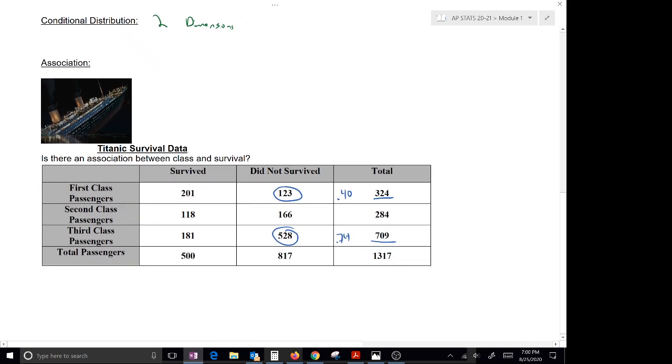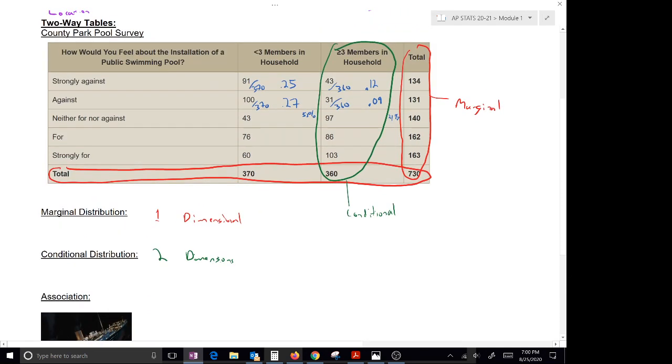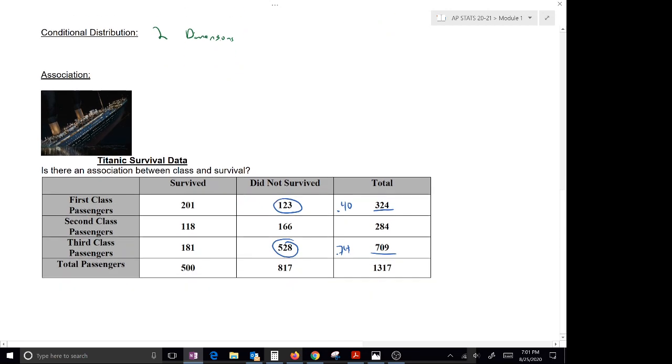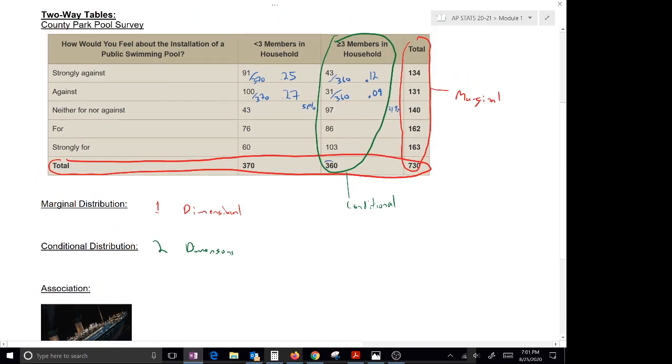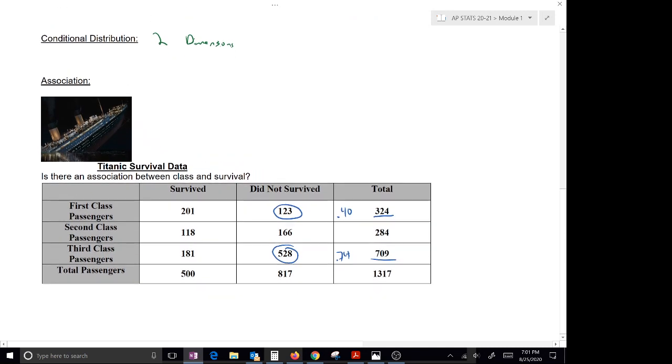So we have two examples here. You have to really look at which margin you're going to divide by, which is going to tell you more information. So in this case, we were looking at marginal information where the totals of the original numbers were on the bottom. In this case, they're off to the side, so it's not always one or the other. You have to really pay attention to which totals you're looking at.